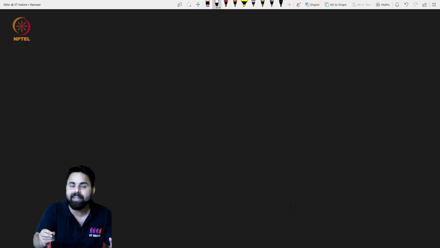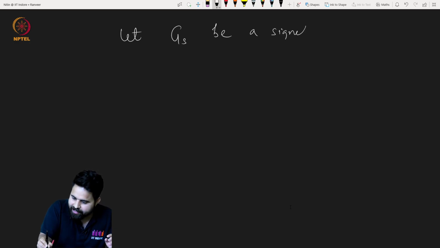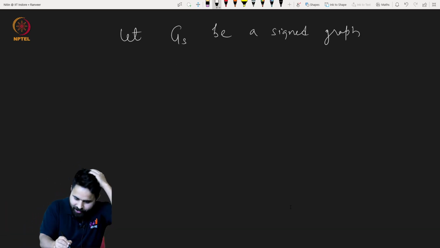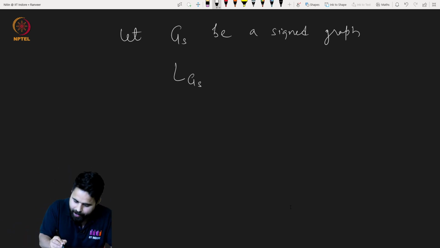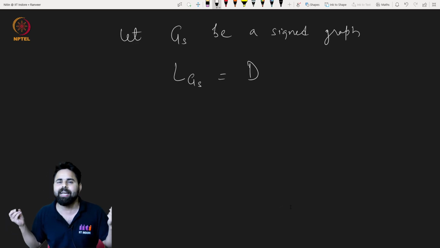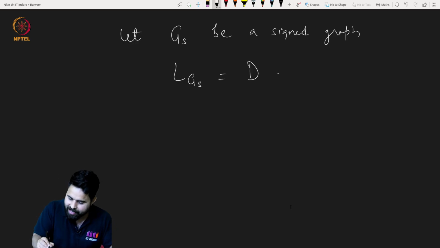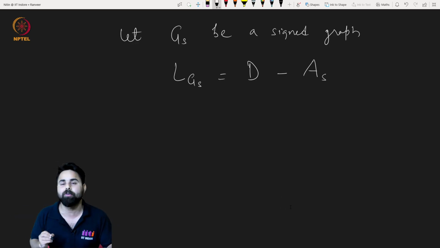So let us take a signed graph. Suppose we denote it by GS. Let GS be a signed graph. So what do we mean by the Laplacian matrix of this? It's just like what we do for the unsigned case. The Laplacian matrix is nothing but degree, and the degree notion is the same. The number of edges incident on a vertex we call its degree. So this is the degree matrix minus the adjacency matrix, but this now is a signed adjacency matrix. Let me denote it by S. So this is the signed adjacency matrix.